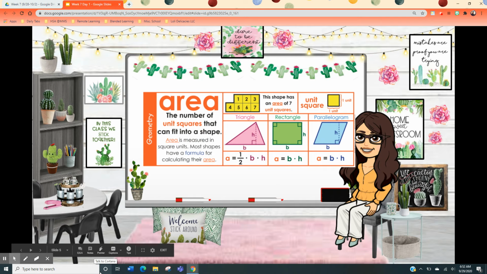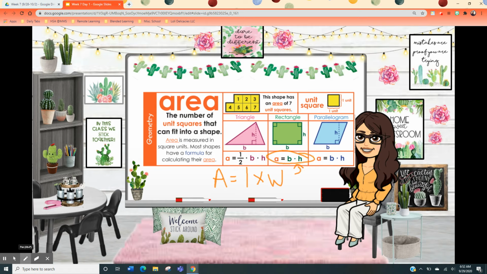Area. Area is the number of unit squares that can fit into a shape. Area is measured in square units. Most shapes have a formula for calculating their area. So we're going to be looking at rectangles for right now. For rectangles, area equals length times width, or like this one says right here, base times height.